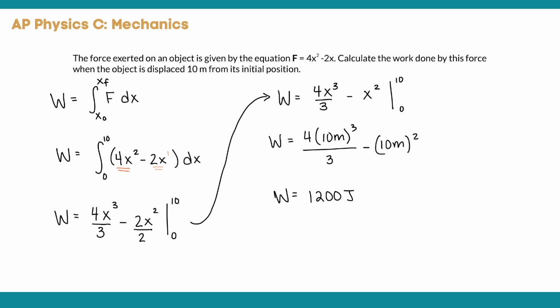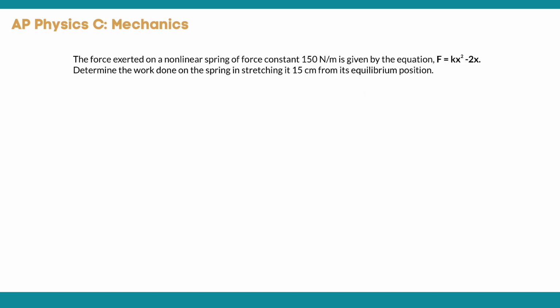So in this example here, we use the reverse power rule of integration to determine what that expression should look like, and then we evaluated that expression at the upper bound, so that we see here. We evaluated it at the lower bound, but that of course was 0, and that led us to being able to find the work done by that force. Let's take a look at another example.